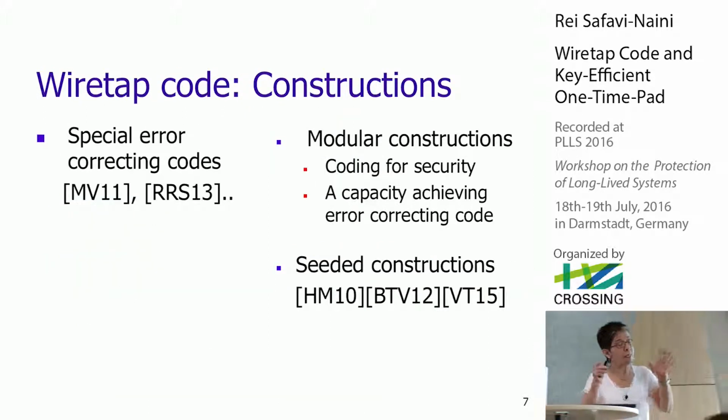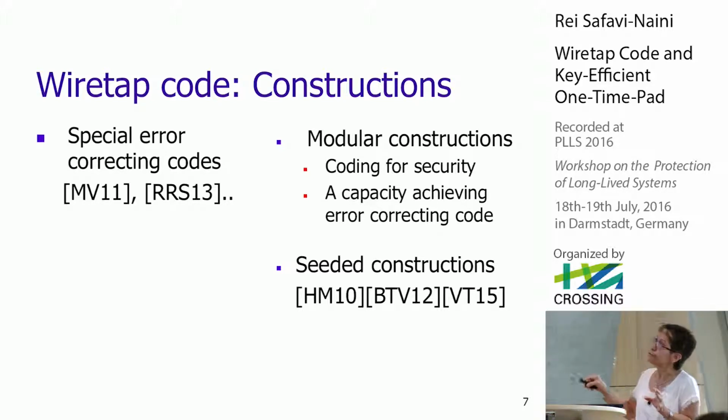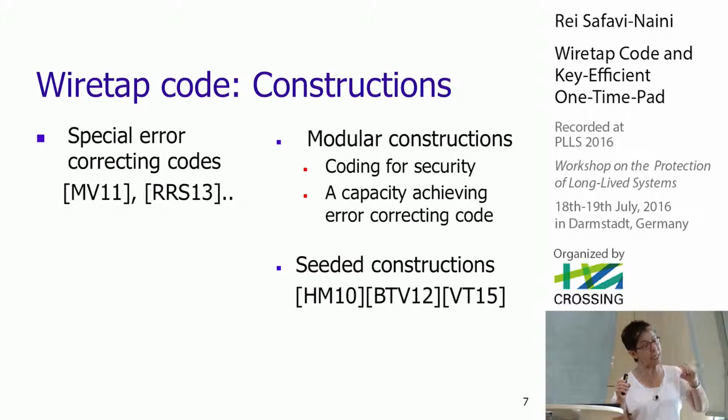So if you look at the construction in this domain, there are two types. There are ones that are designed for a specific error correcting code, because remember that your main channel also has noise. So this class of construction, this is Mahdavi Farwardi, this is Rennes, and I forgot the last one. So these are the people who designed wiretap codes built into error correcting codes.